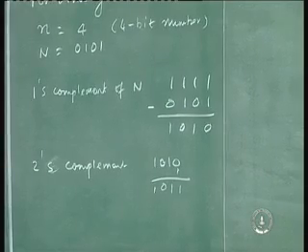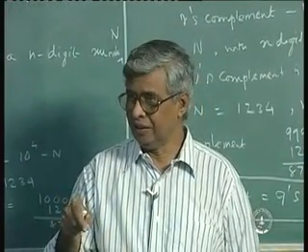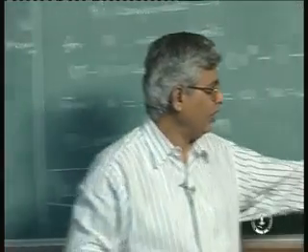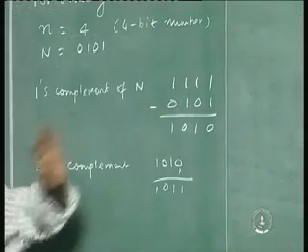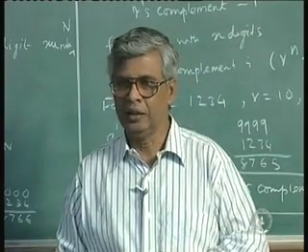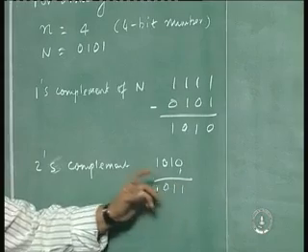So when you add the 2's complement and the given number, it should give rise to one more than 1111. 1111 is 15, and one more than that is 16. This is 11, the given number is 5, so the total is 16. That also tallies. So this addition of 1 gives me the 2's complement.